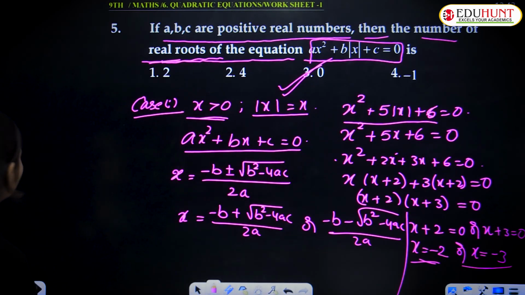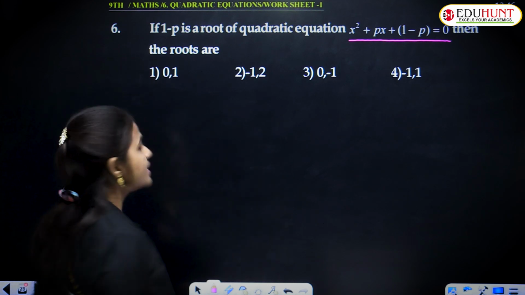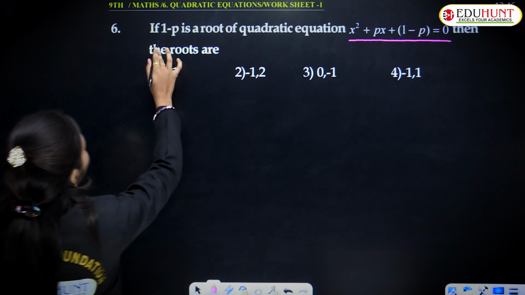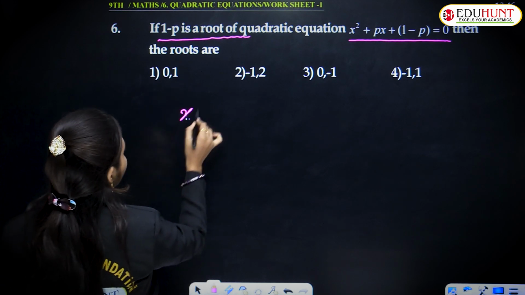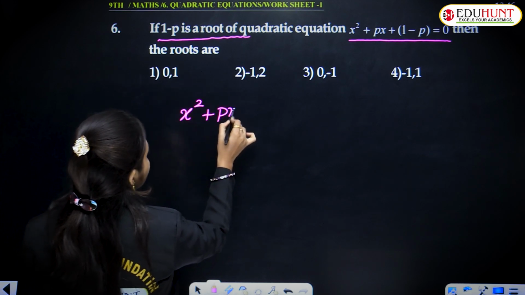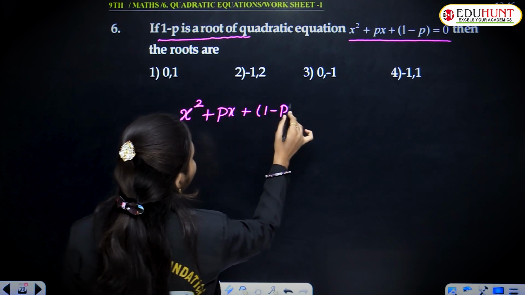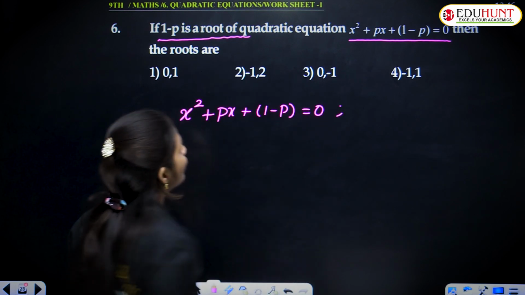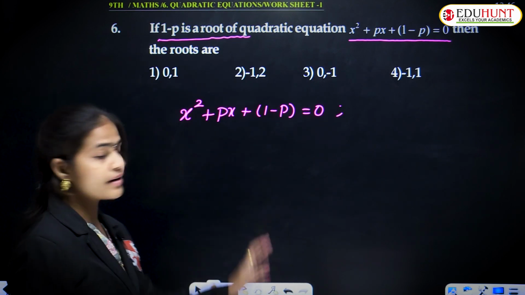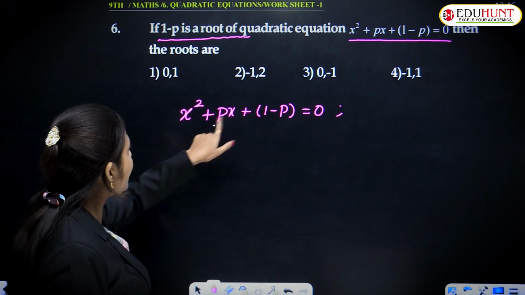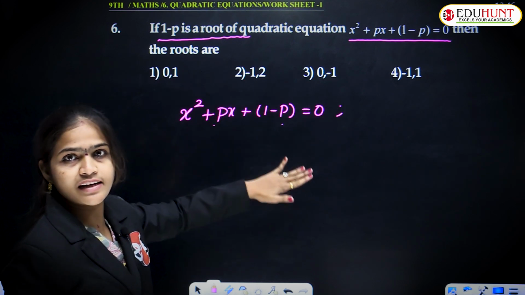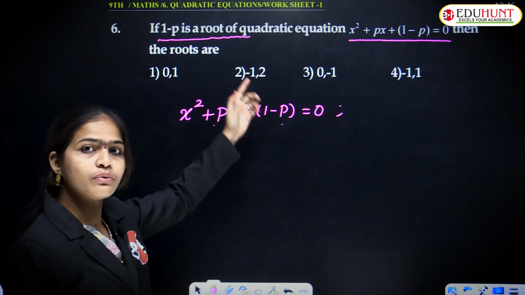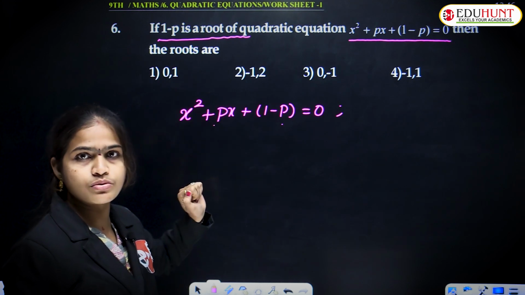So next is the 6th question. Children, see the 6th question. Here 1 minus p is a root of the quadratic equation x square plus px plus 1 minus p is equal to 0. Then the roots are. So first we have to find the value of p. After substituting the value of p, we get a quadratic equation, and for that quadratic equation we need to find the roots.